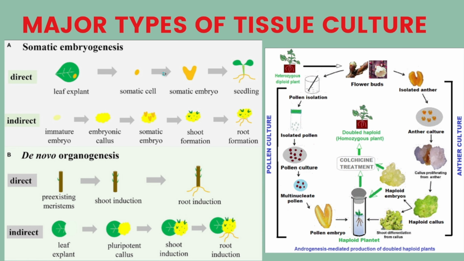Okay, so there are three major types of tissue culture that I took as an example. Actually, there are many types, but these three types are the majority that we use in scientific research. The first one is somatic embryogenesis, second one organogenesis, and the final one is androgenesis. Embryogenesis is the development of the embryo, meaning that you develop a whole plant, including the leaf, including the shoot, all that.